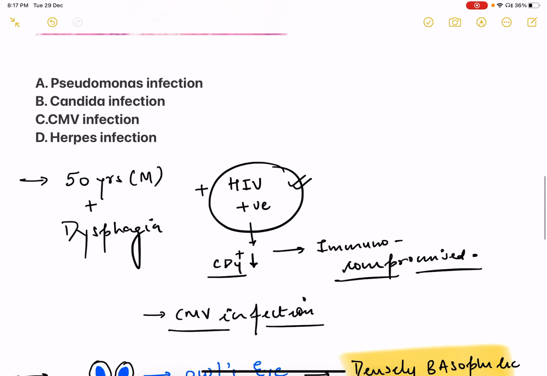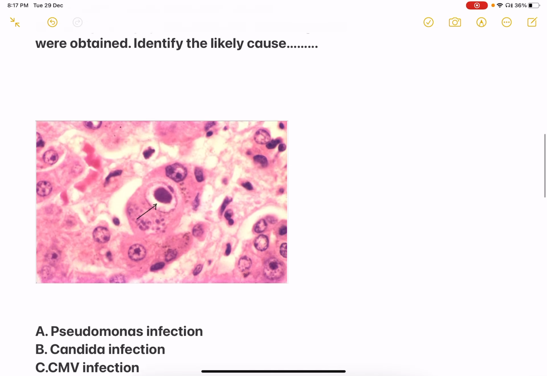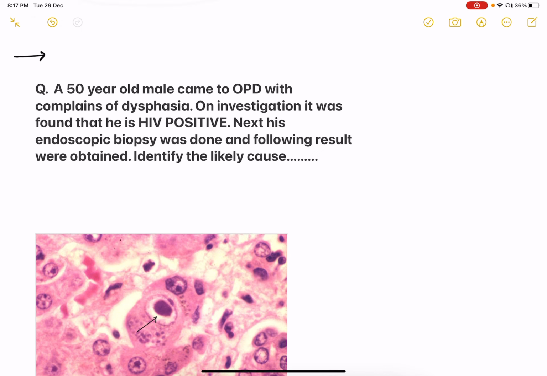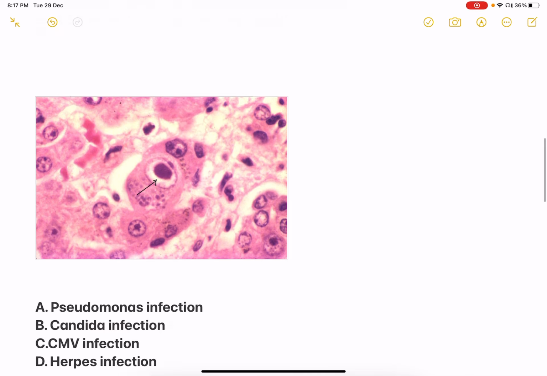Don't forget this. These types of questions are being asked in NEET PG, in which you can see they have integrated three subjects: pathology, medicine, and microbiology. They have integrated all three subjects. If you have overall knowledge of three subjects, then only you can answer this type of question.